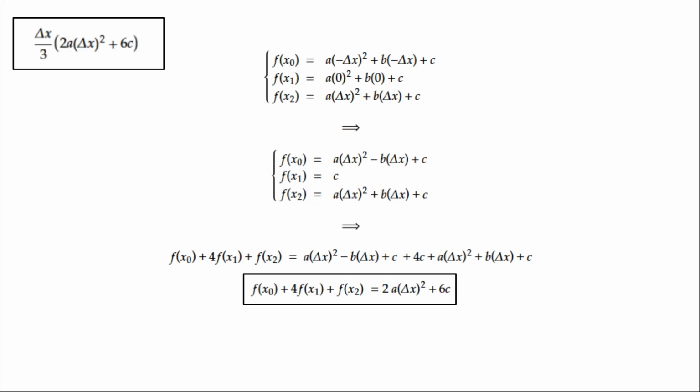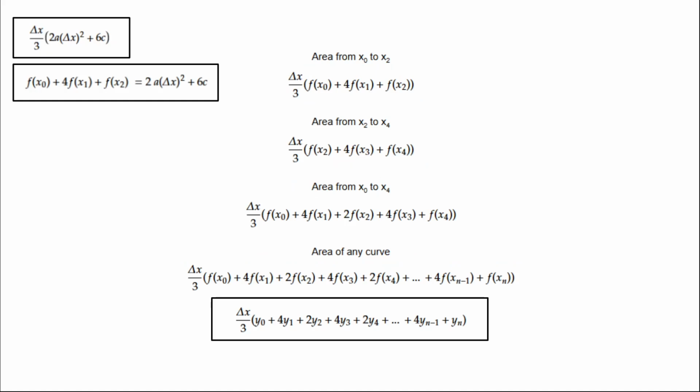Now, if we solve for the y values of the first 3 points, using negative delta x, 0, and delta x as our x values, plug those in, and get our y values, we see that our first y value plus 4 times our second y value plus our third y value gets us something that's close to what we had before. Now we plug that in, and we can find this general area for any curve if we just take the area of multiple parabolas and add them together.